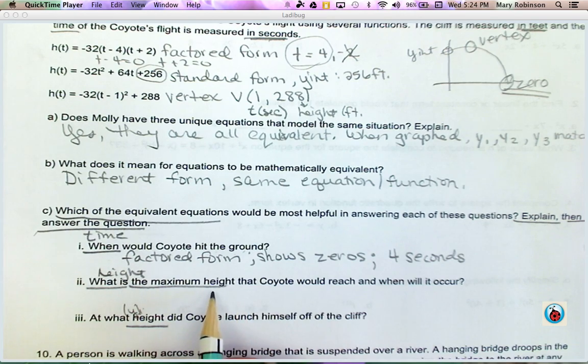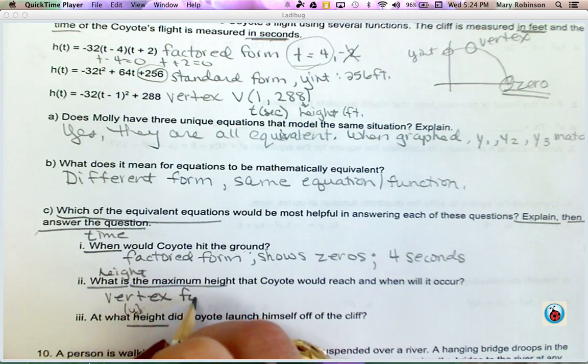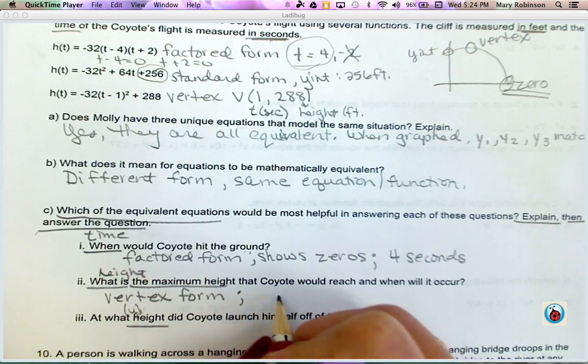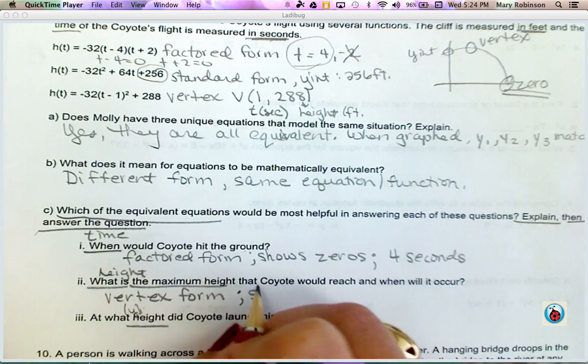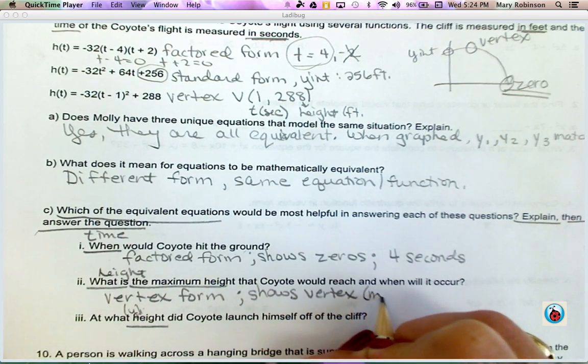So max height, again, we need our vertex form. So the first answer would be vertex form. We want that equation. Why do we want vertex form? Because it shows the vertex, which is our maximum height.